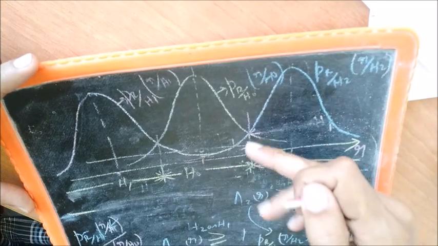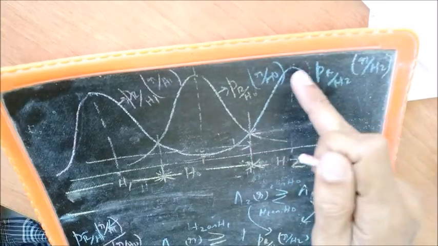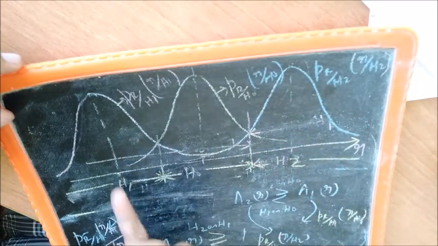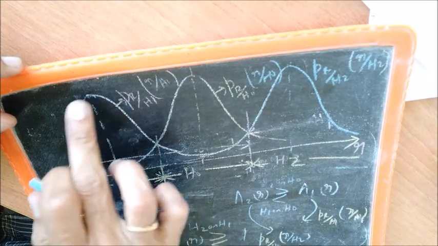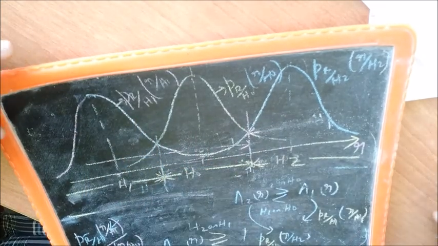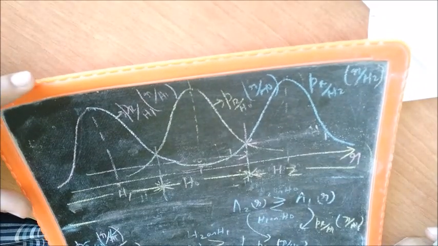Again, this is intuitively satisfying because PR H2 is the largest here in this region. PR H2 has more value than PR H0 and PR H1. Similarly, this side, PR H1 is the largest compared to PR H0 and PR H2. So this is the solution to the second problem.